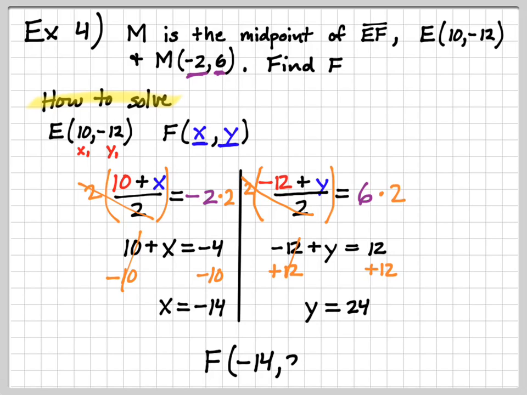My final answer, the endpoint F, is (-14, 24). And that would be a pretty hard number to graph, because it would have gone off the grid most likely if I were to graph it.